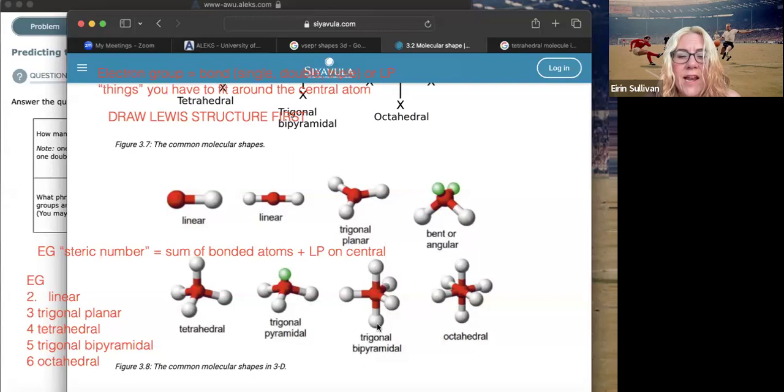And then we have a linear shape with the top and bottom. We sometimes call those the apical or the axial sides. So you've got 90-degree bond angles between the apical and the equatorial plane, okay? And then you've got 120 around the middle. So that's your trigonal bipyramidal.